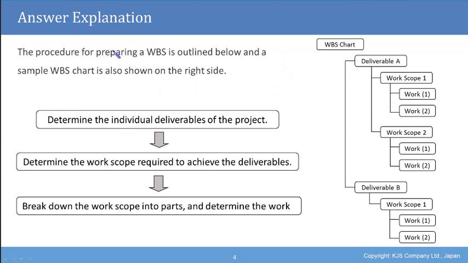The procedure for preparing a WBS is outlined below, and a sample of WBS chart is also shown on the right side. First, determine the individual deliverables of the project. Then determine the work scope required to achieve the deliverables. And then break down the work scope into parts and determine the work.